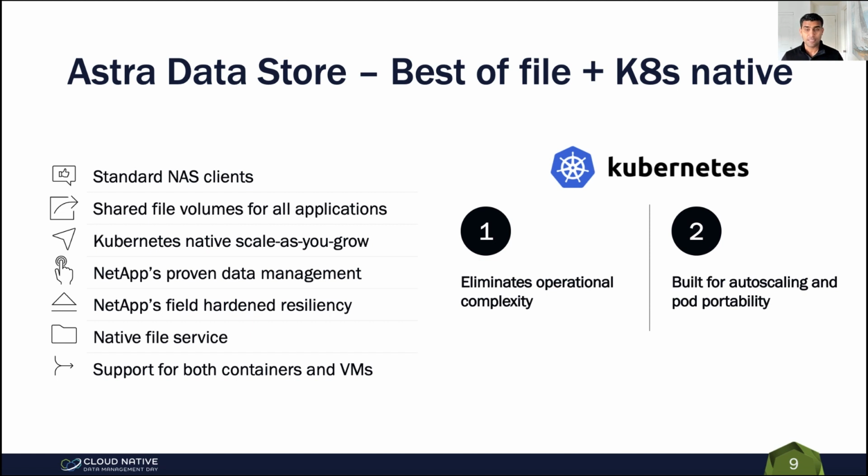And you're getting all of this with the native file service for not just your Kubernetes applications, because it's a journey. If you've gone through this journey, you know that while applications are transitioning from VMs to containers, it doesn't happen overnight. It's a journey, and you still continue to have some VM workloads. So Astra Data Store brings in this unified service for both Kubernetes as well as VMs. And while eliminating your operational complexity, because it's Kubernetes native, you don't have to learn a new way of deploying, managing a storage system, and it's built for auto-scaling and portability. So now let's look at how this all fits.